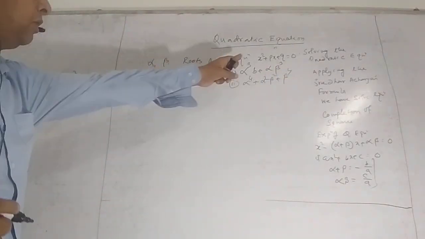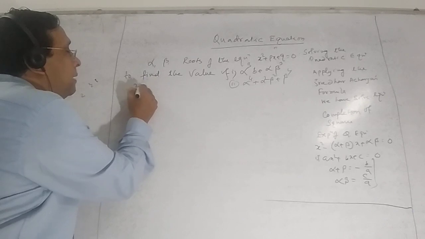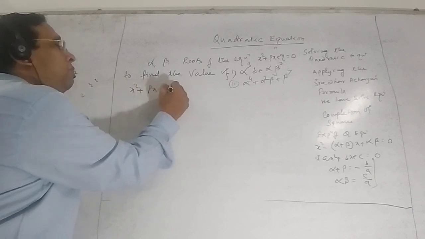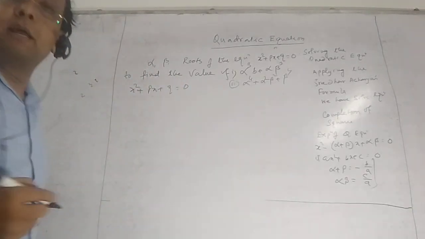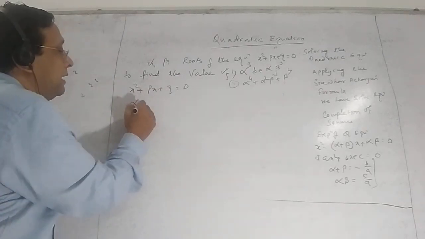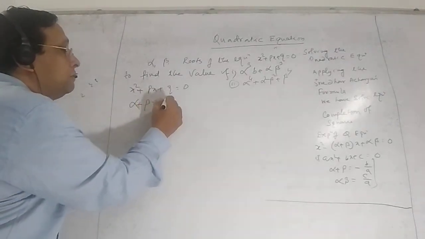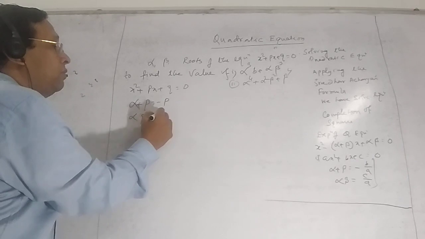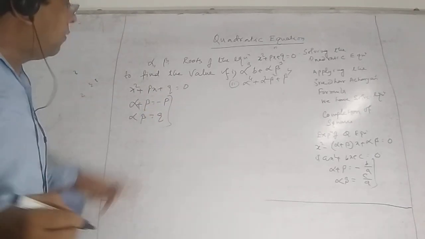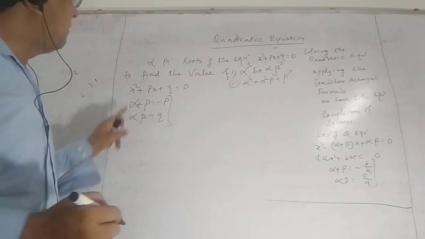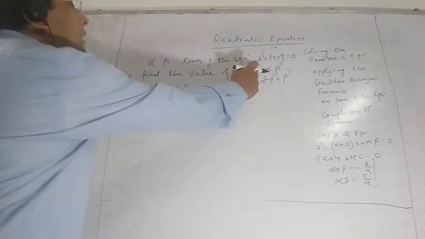So from here what we should do, for x square plus px plus q is equal to 0, since alpha and beta are the two roots, following the formula we can say that alpha plus beta is equal to minus p and alpha beta is equal to q. So I have to find out this value.